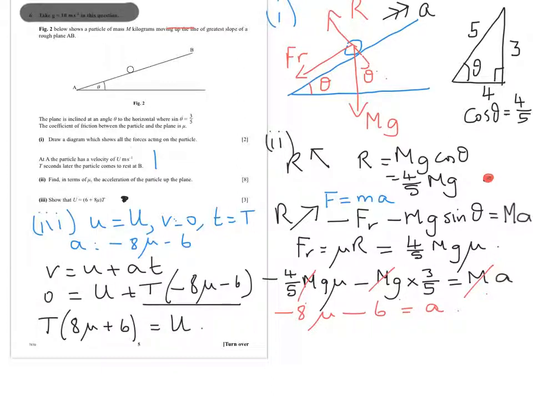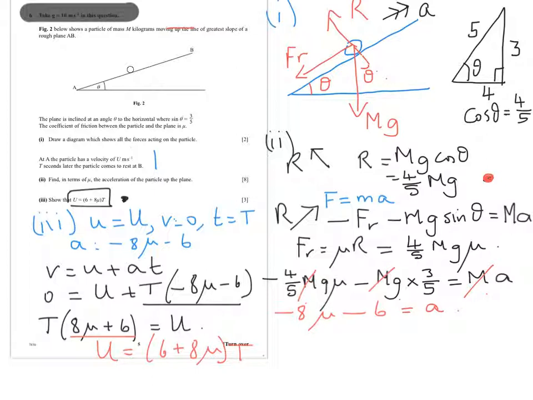And there we have it in a slightly different format from that given in the question. So if you really want, you could write it at the end as it's given. So U is equal to bracket 6 plus 8 mu, just rearranging the order here and then putting the T at the end. And there's the 3 marks. So 13 marks altogether.